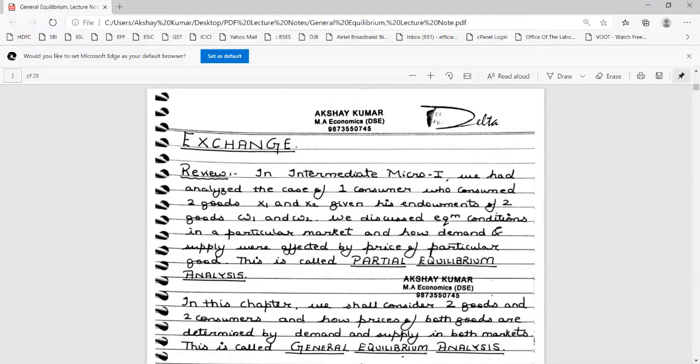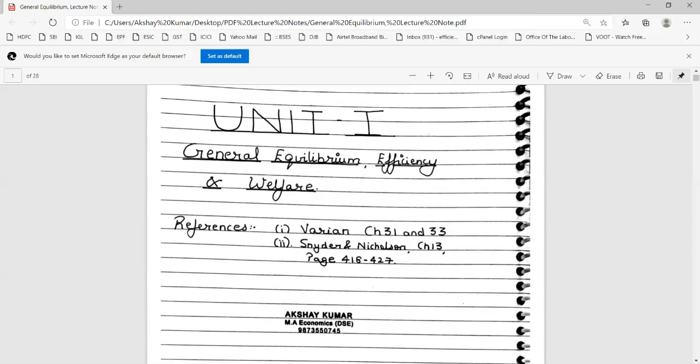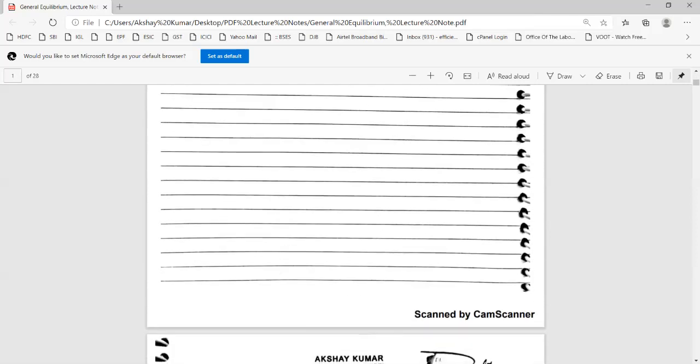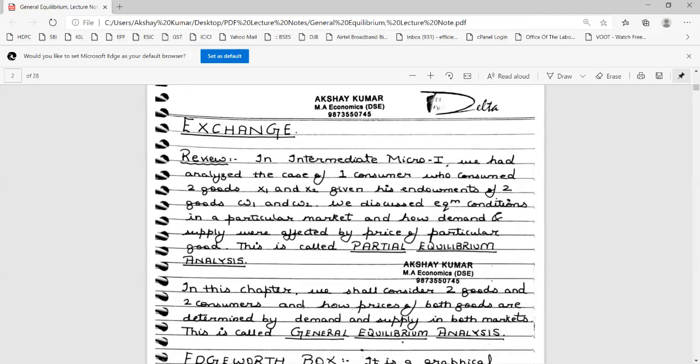This is the first unit in semester 4 micro, and this is called general equilibrium and welfare. Okay, so we'll be starting with this lecture today. And the first thing we are doing within general equilibrium is the concept of exchange.